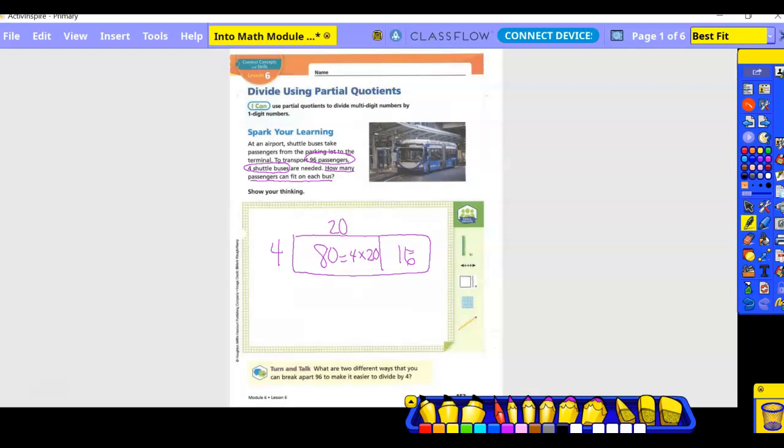And then to get 16, I had to take 4 times what? 4. So I'll put a 4 up here. Then I add these and I get what? 24. So basically we just worked backwards, right? Multiplication is the inverse of division. Before, we got the numbers on top and then found out what went in the box. This time we found out what went in the box and then found the numbers that went on the top. So our answer would be 24 what? Passengers. In this one, we didn't have a remainder, right, guys?